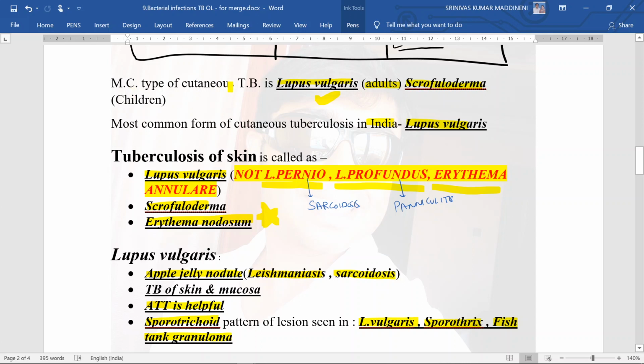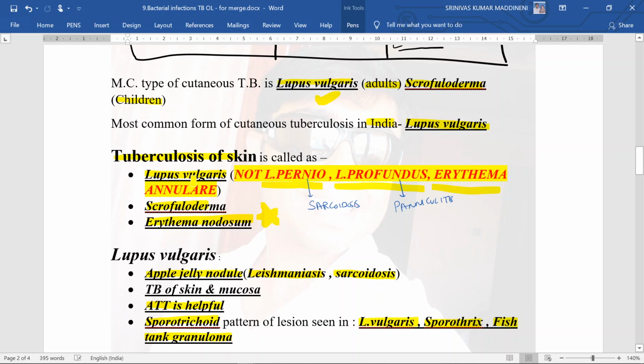The common type of cutaneous tuberculosis is lupus vulgaris, if they don't mention whether it is in adults or in children. But if they specifically mention children, then the answer will be scrofuloderma. In India, the most common is lupus vulgaris. Remember, vulgaris means the most common thing.